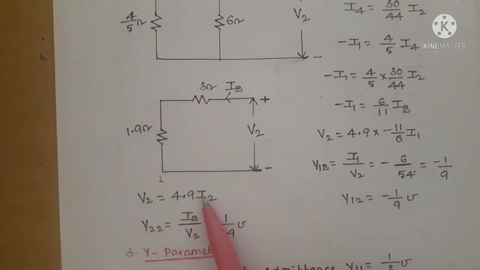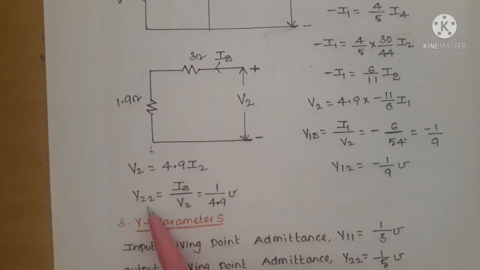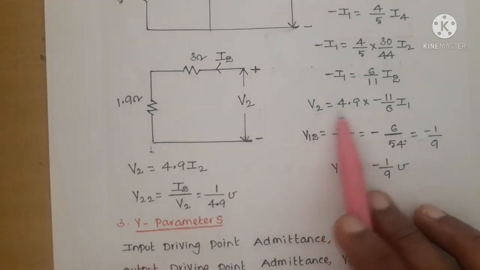So V2 equal to 4.9 I2, or 5 I2. So Y22 equal to I2 by V2, which is equal to 1 by 4.9 mhos. So this is the relation between V2 and I2: V2 equal to 4.9 I2.